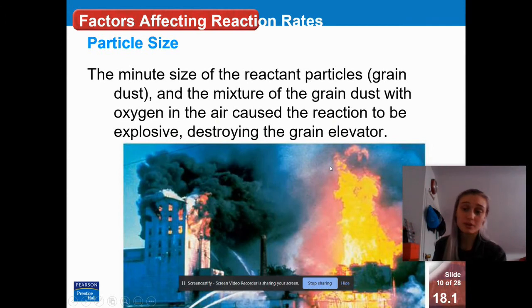So the next thing that we can talk about in terms of affecting the reaction rate is particle size. So how big of particles we're working with and how big of particles that we actually have to change. So if you have something small, then it's easier to change it because you're not changing much, right?